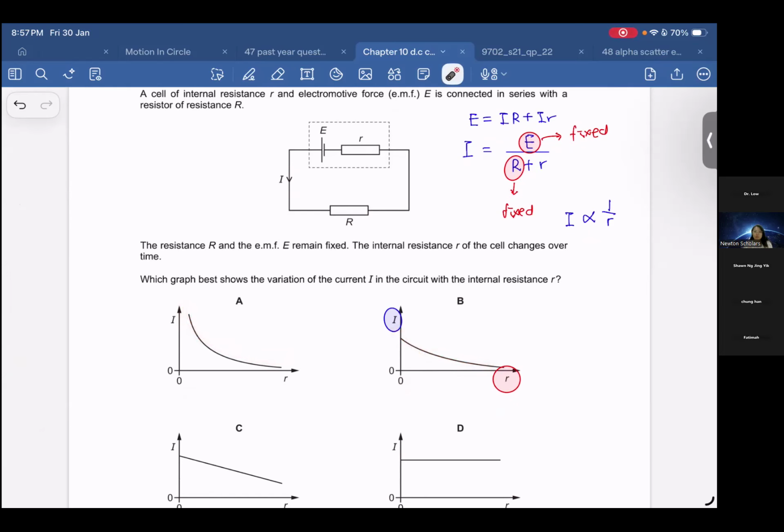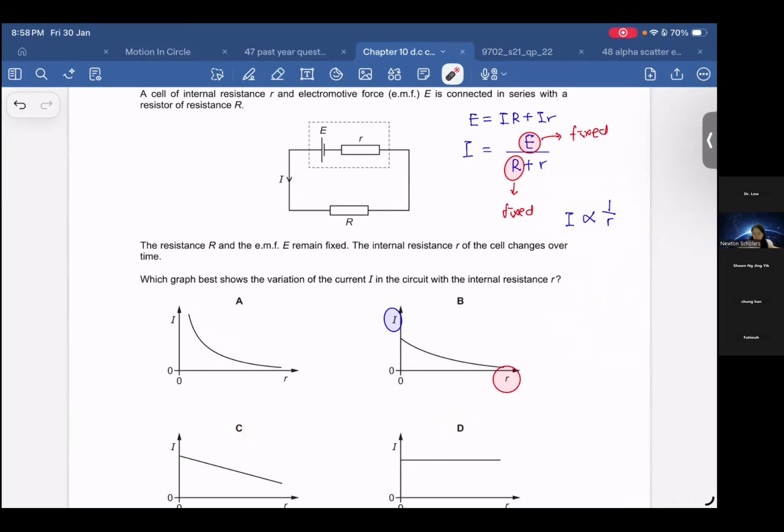So your answer is only A or B. C and D are wrong because this is your mathematics graph, y equals to 1 over x. It will be a curved graph. Okay, until here, is that clear? So right now, until this step, it's only A or B. C and D, no need to think, okay?